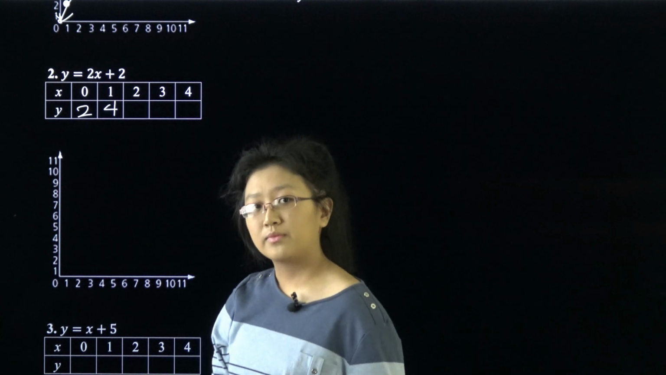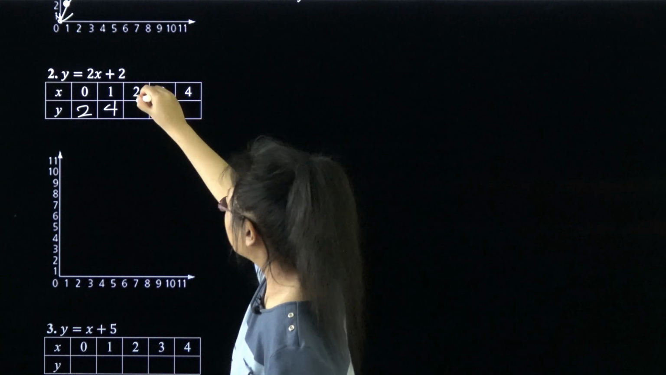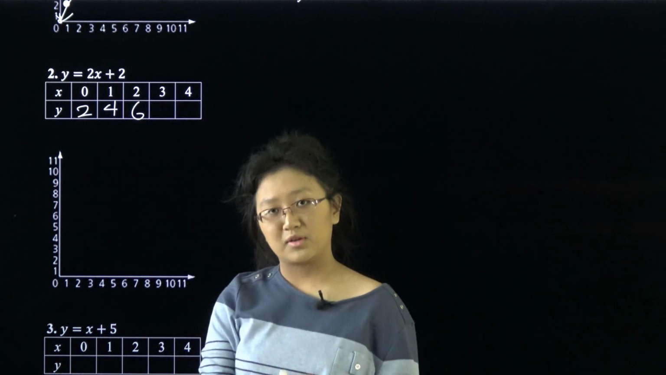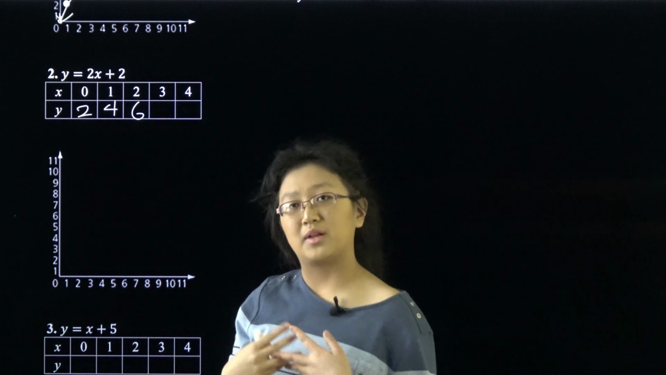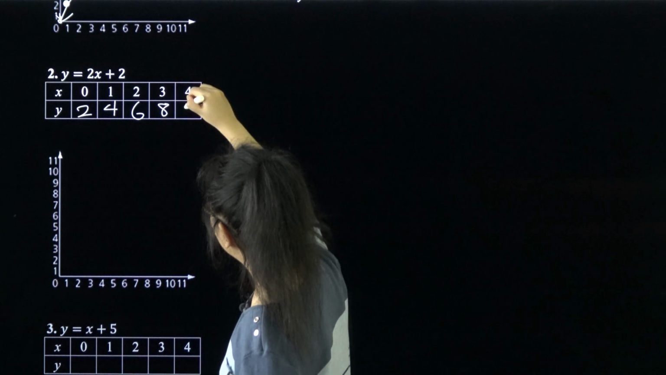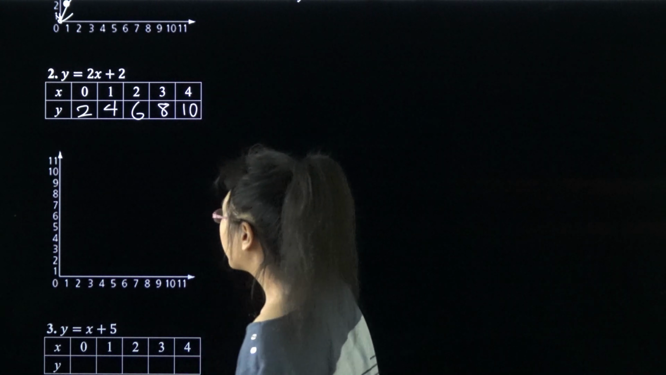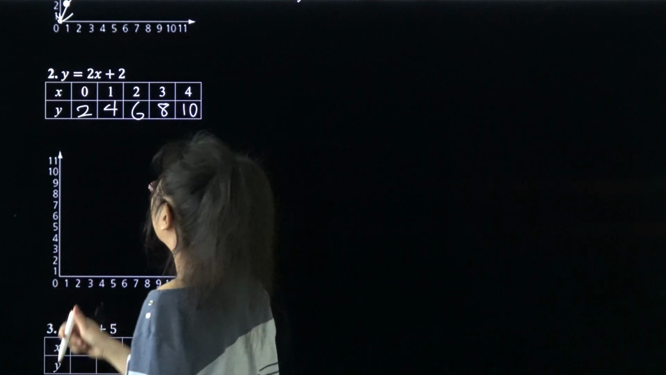2 times 2 is equal to 4. Plus 2 equals 6. Y equals 6. 2 times 3 equals 6, plus 2 equals 8. 2 times 4 equals 8, plus 2 equals 10. And we just put that. Now, we find these ordered pairs, and then we graph them.